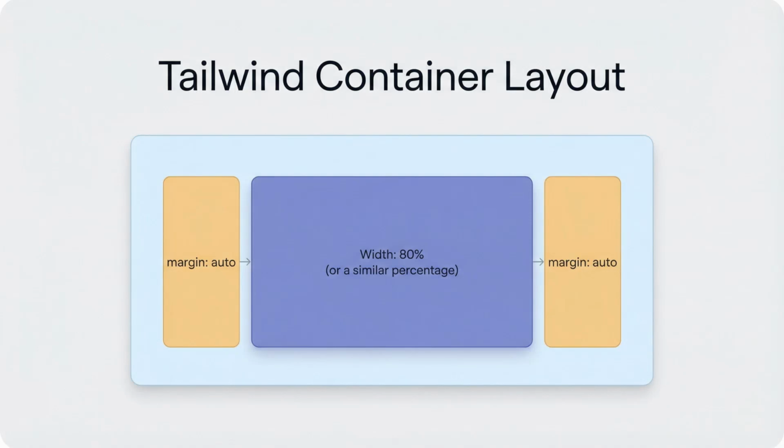Continuing from where we left off, let's dig into how containers are defined in a Tailwind-based layout. A container is essentially a box that holds your page content, and it has side gaps, spacing on the left and right edges. You define a width for it, and then set margin to auto, which centers it perfectly between those two sides. The width of the container is typically given in percentages, not fixed pixels.